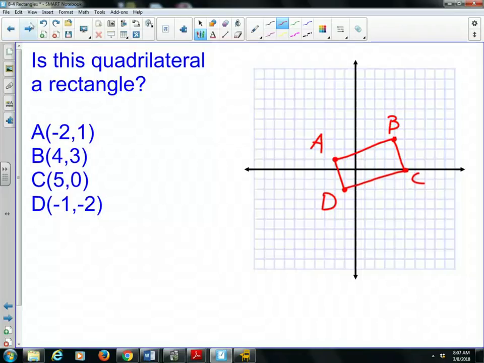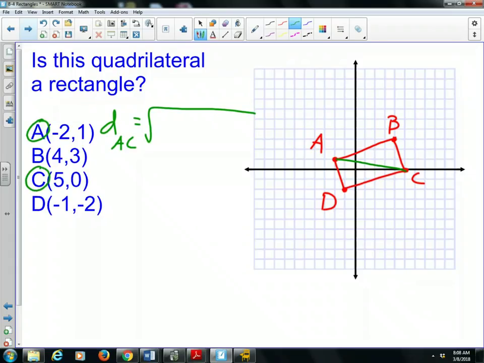So let's find the distance from A to C. The distance from A to C equals the square root. So the distance formula is subtract the x's and square them: 5 minus negative 2 squared, plus subtract the y's and square them: 0 minus 1 squared. 5 minus negative 2 is 5 plus 2, which is 7, and 7 squared is a rock solid 49. 0 minus 1 is negative 1, and squared is 1.